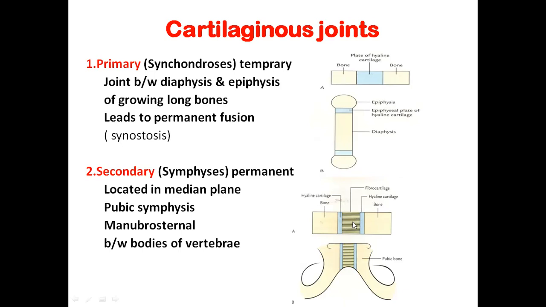Examples of such secondary cartilaginous joints are those between the manubrium and the sternum, the manubriosternal joint, between the bodies of the vertebrae, the intervertebral joints, and the third example is the pubic symphysis. So these are the examples of the cartilaginous joints in the body.